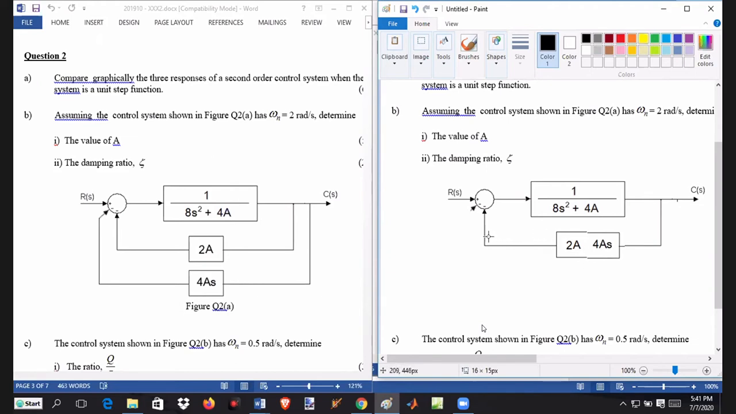Just now was this one positive, isn't it? 4 is positive, so I put back. Then look, come out. Four is positive, so I put back positive. So the feedback path transfer function is like that: 2a plus 4as.